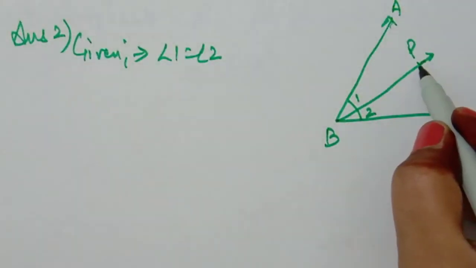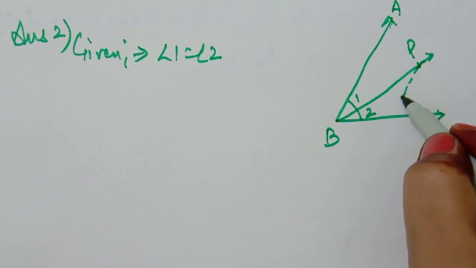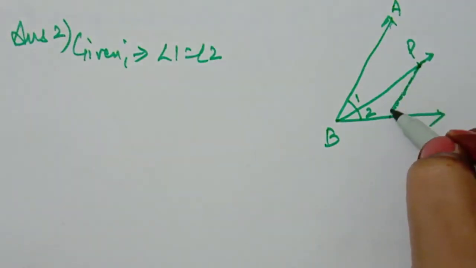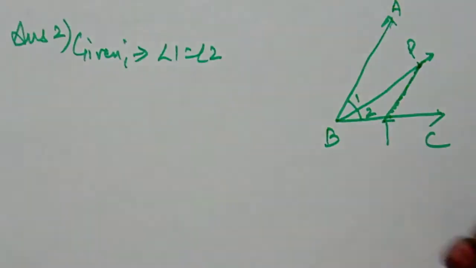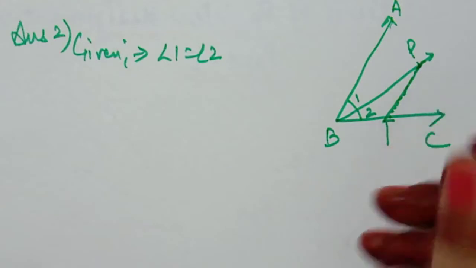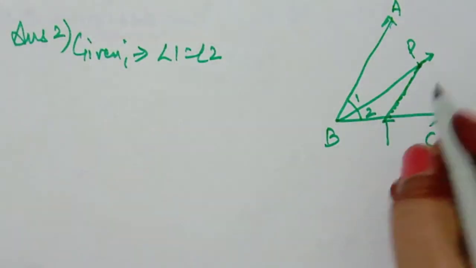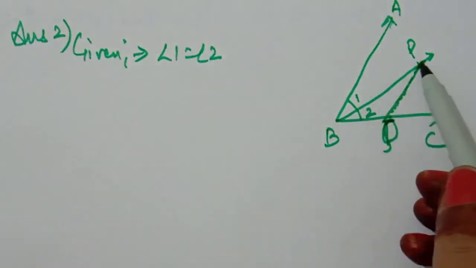And he said through the point P, we have to produce a line which is parallel to AB. Now this line cuts BC at point Q, and it is parallel to AB. So we have to prove that this triangle, sorry, it is Q, because it is already given that triangle BPQ.